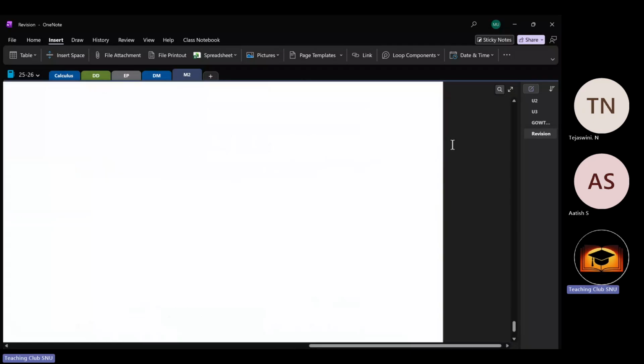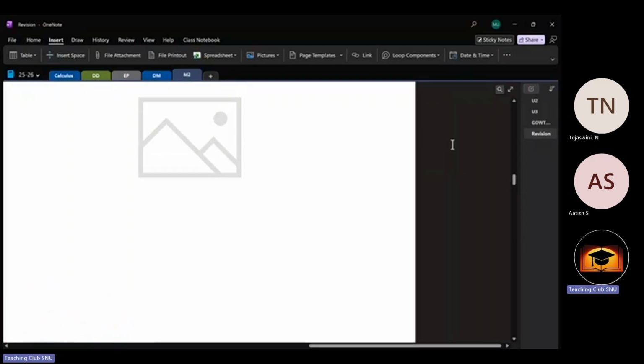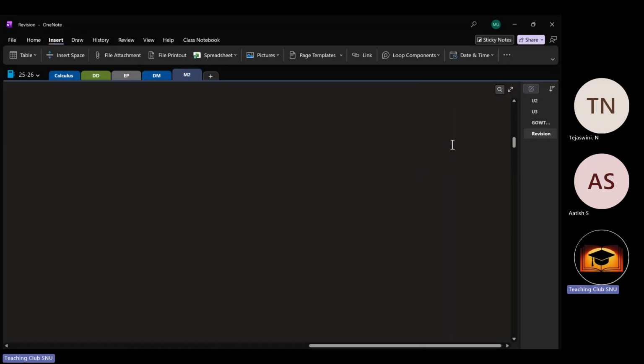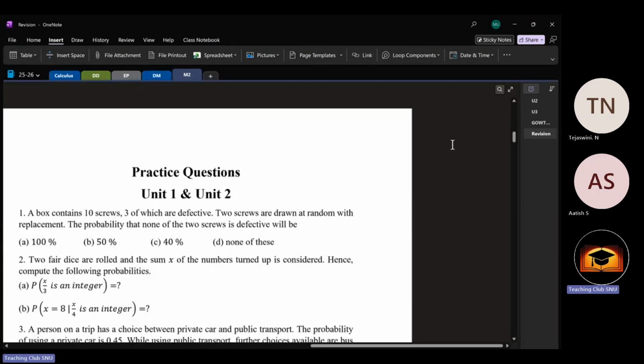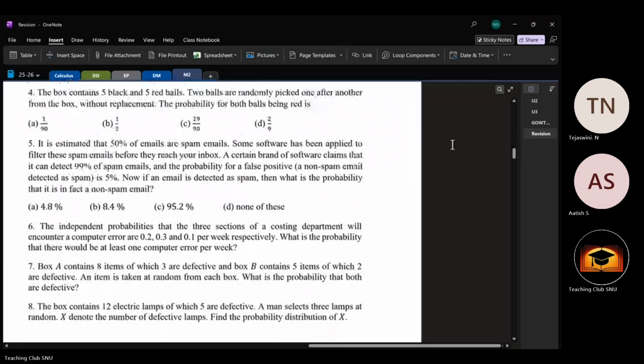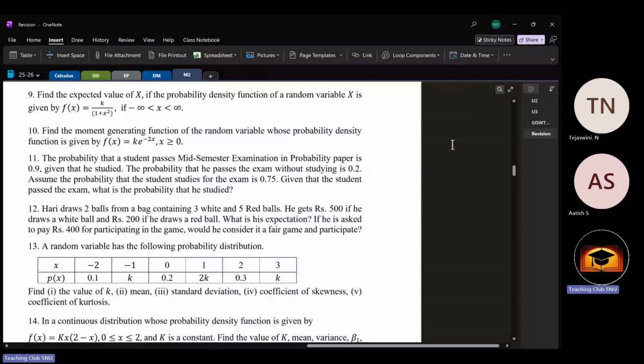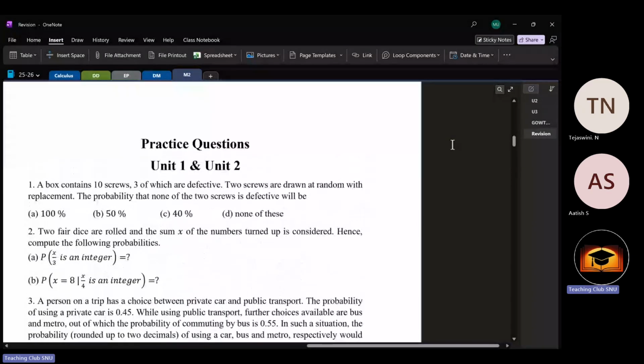Yeah, I think we've gone through everything. We are now just left with the first unit and second unit. So yeah, a box contains 10 screws, 3 of which are defective. 2 screws are drawn at random with replacement. The probability that none of the screws is defective.